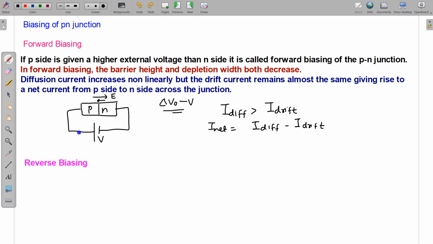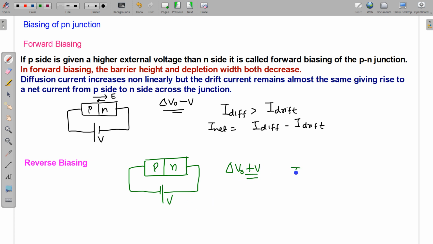Obviously reverse biasing is just the opposite of this. In this situation, this is our PN junction, and we connect it like this. So in this particular situation, the electric field will increase, the width of the depletion layer will increase, and the potential barrier height is now like this. Since the potential barrier height is increased, diffusion will now be less than drift, and the net current will be due to drift.